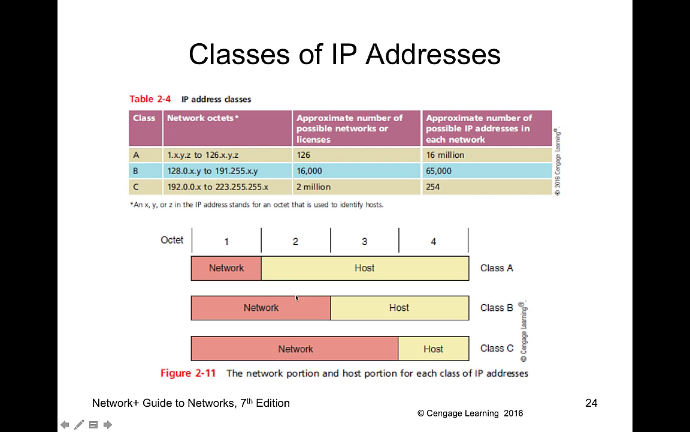Okay. Class B, the first 2 are the network, the last 2 are the hosts. You basically get 65,000 addresses, 16,000 networks.